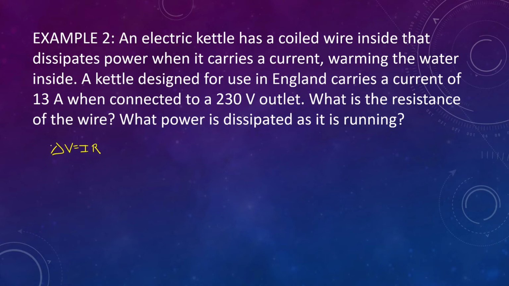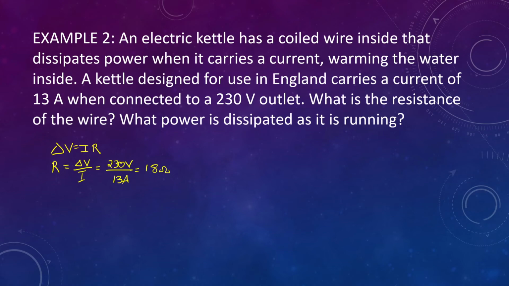We want to solve for the resistance R, so that becomes delta V over I. We do know both of these numbers given in the context of the problem. We know we have 230 volts divided by a current of 13 amps. Overall, this gives you a value of 18 ohms. So we have a resistance of 18 ohms, which we can now use if we wanted to solve for the last part of this problem, what the power dissipated is.